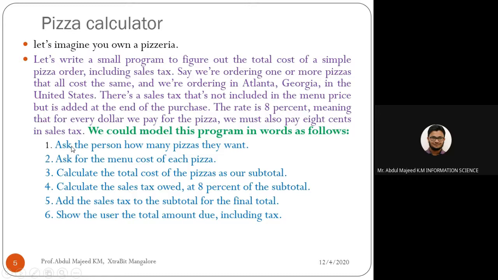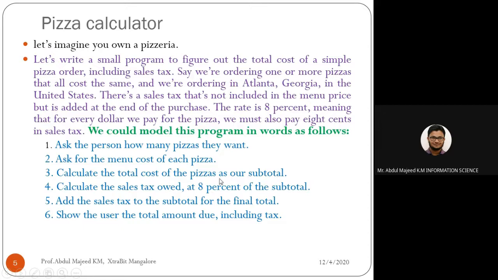First, we need to ask the person how many pizzas they want. This is step number one. Second, ask for the menu cost of each pizza. What is the cost of each pizza? Step number three, calculate the total cost of the pizzas as our subtotal.